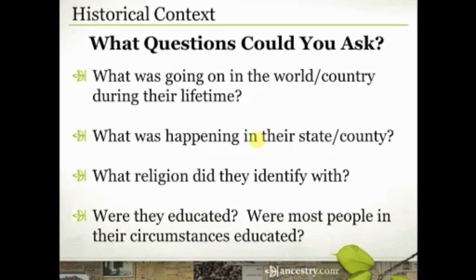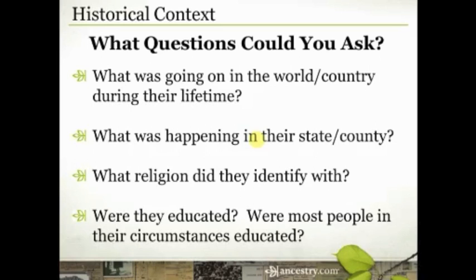Anytime you find any kind of a document that might have a signature on it, something as recently as a World War I draft card, look and see if they actually signed it or if they just marked an X on that field. That's really important that you do that, because you need to know if they were educated, if other people in their same circumstances were educated.